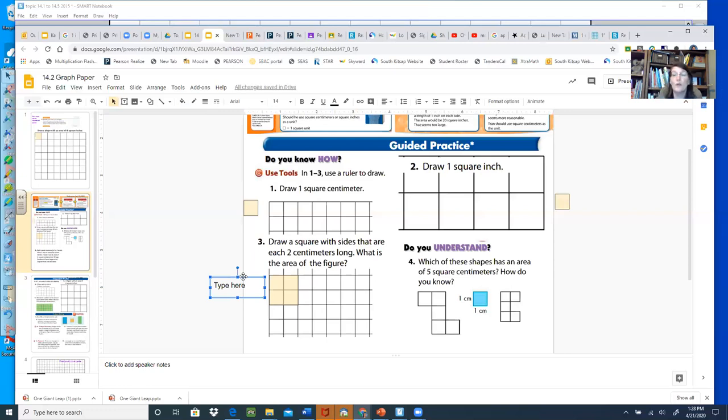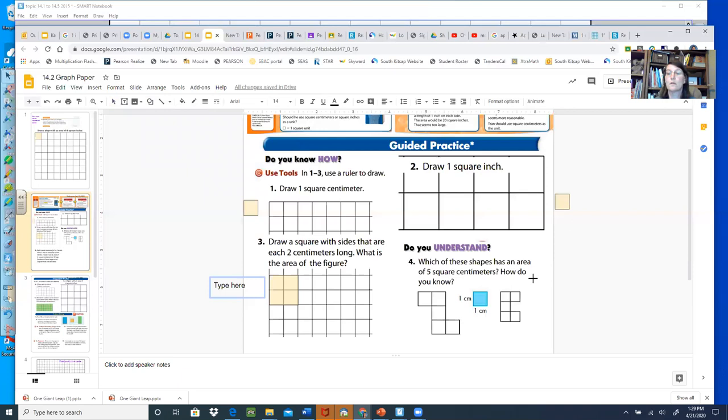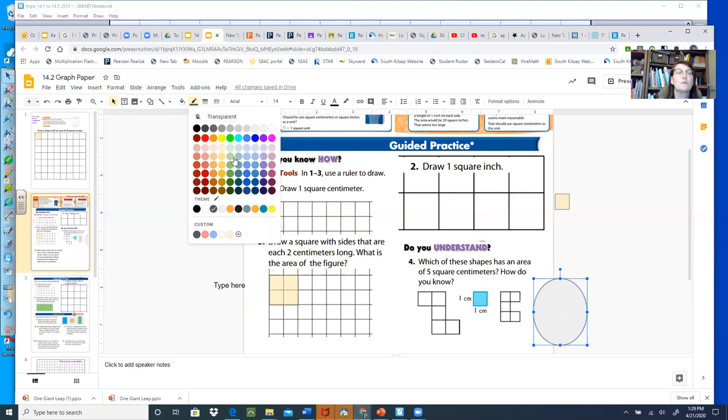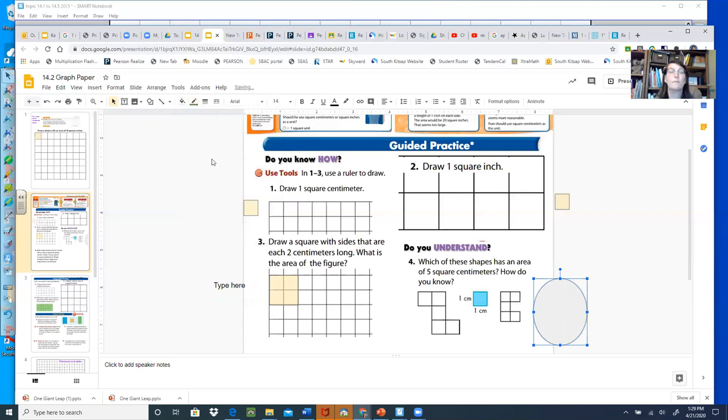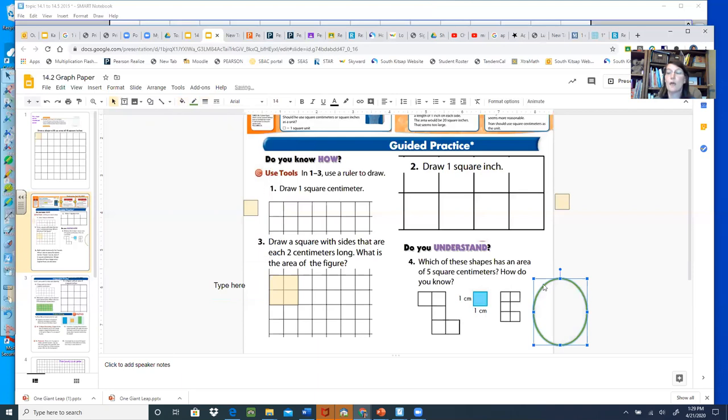Okay, number 4. Which of these shapes has an area of 5 square centimeters? How do you know? So I'm gonna go up and I am gonna grab a circle. And I'm gonna make it nice and big. Now, what color do I feel like today? Let's go with green. There we go, there's green. I'm gonna make it bigger though. Oh, there's a nice big circle. Now I want the inside empty. I want it transparent so that when I move it on top, I can still see.